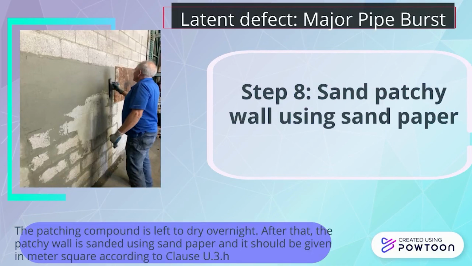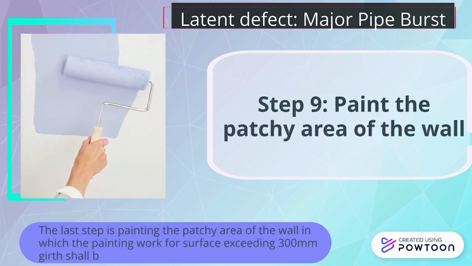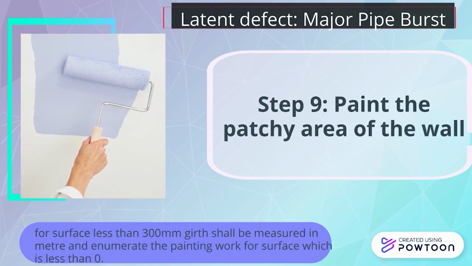After that, the patched wall is sanded using sandpaper and it should be given in square meters according to clause U3.h. The sanded area is left to dry for 10 to 15 minutes before wall texture spray is applied onto it. The last step is painting the patchy area of the wall, in which the painting work for surface exceeding 300mm curve shall be measured in square meters, whereas for surface less than 300mm curve shall be measured in meters, and enumerate the painting work for surface which is less than 0.5 square meter according to clause U3.2.